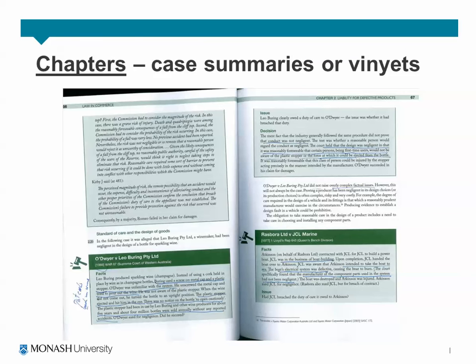When you go through the chapter, you will see that cases have been highlighted in more detail. So they're given as what's called case summaries or vignettes. And here we have O'Dwyer and Leo Bering, Proprietary Limited, relating to a champagne cork causing damage to someone. And you can actually read those in detail.